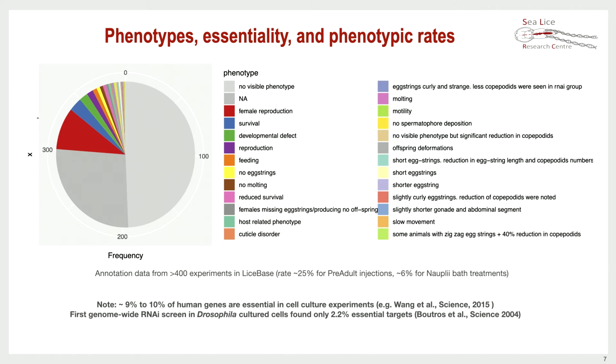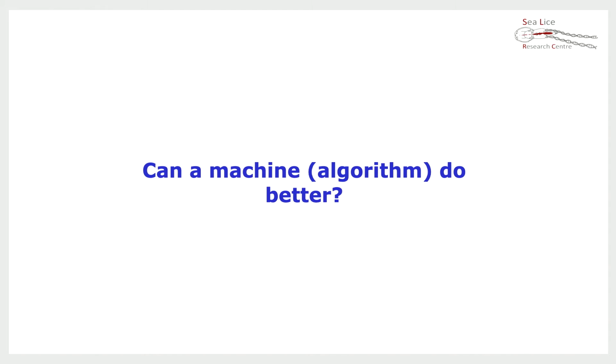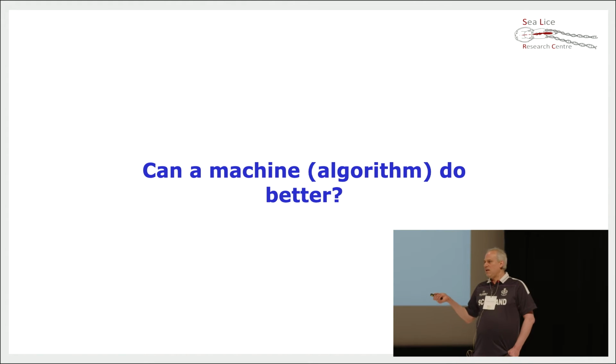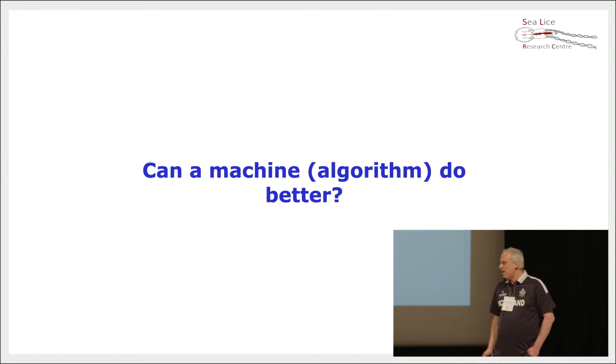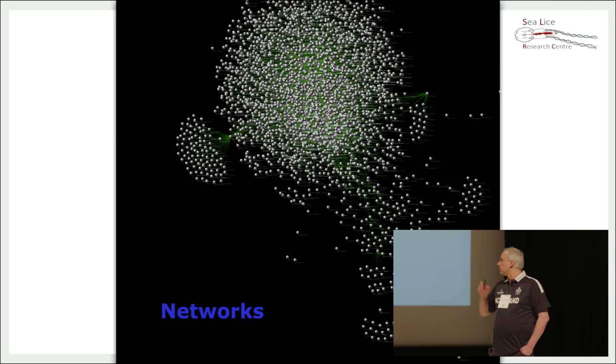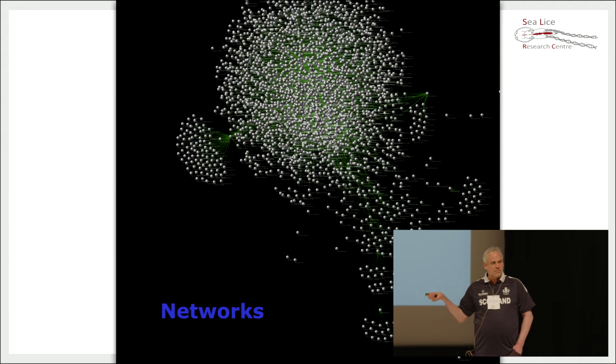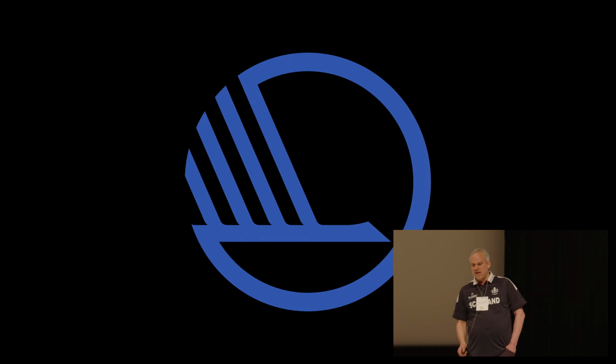But then the question is, if we can't do everything, can the machine do better, right? Or an algorithm, that's what the bioinformatician would ask. Can we choose candidates with higher probability of success? And then, of course, we came to networks, because network analysis has been applied for choosing candidate genes.